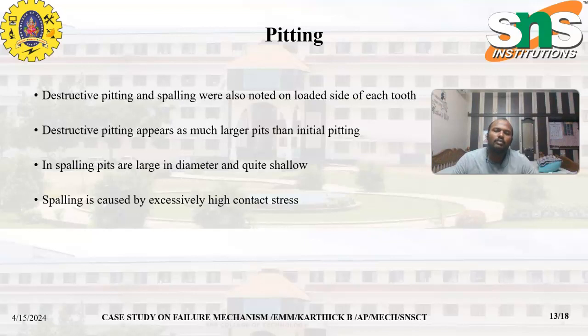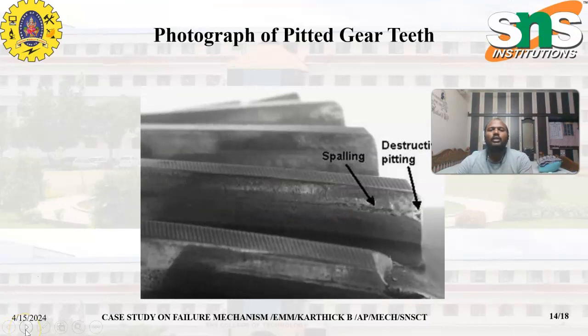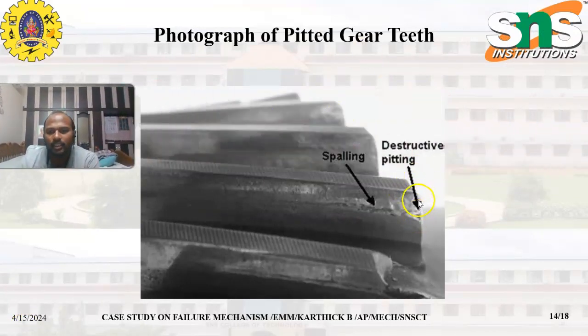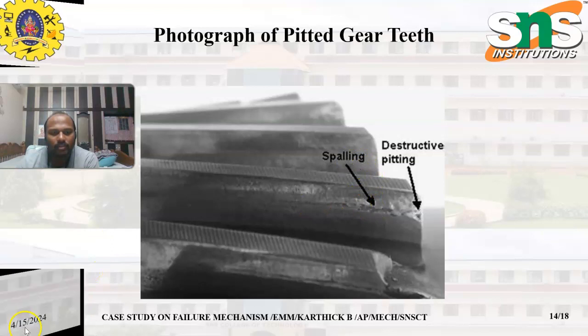Spalling is caused by excessively high contact stress, which is predominantly seen in high speed machines. So here these are the photographs. In this we can see the destructive pittings and the spallings which are seen in the micrographs.